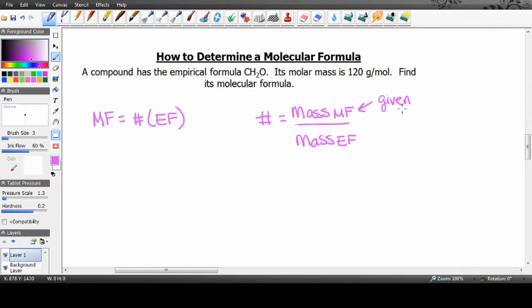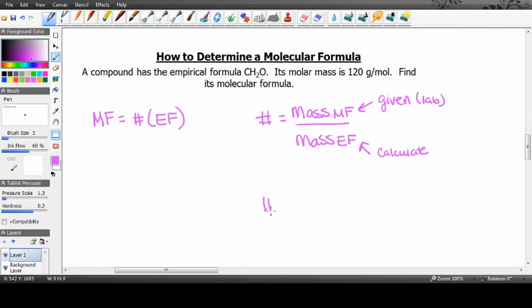The way that we figure that out is with a different lab procedure. There's another type of lab procedure that we'll talk about and actually do in AP Chem that allows us to figure out the molar mass of an unknown compound. So in our case, it's going to be given because it was determined in the lab. And you can see for this problem, the molar mass is given as 120 grams per mole. The mass of the empirical formula, we can calculate because we already figured out the empirical formula. So we're just going to calculate that value.